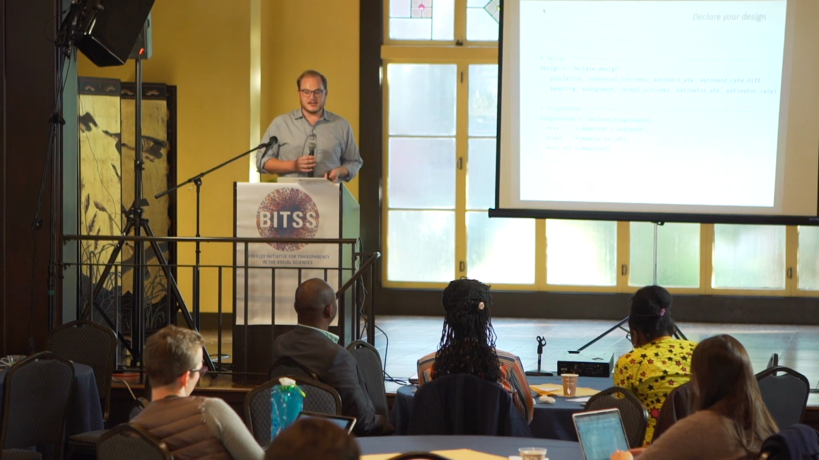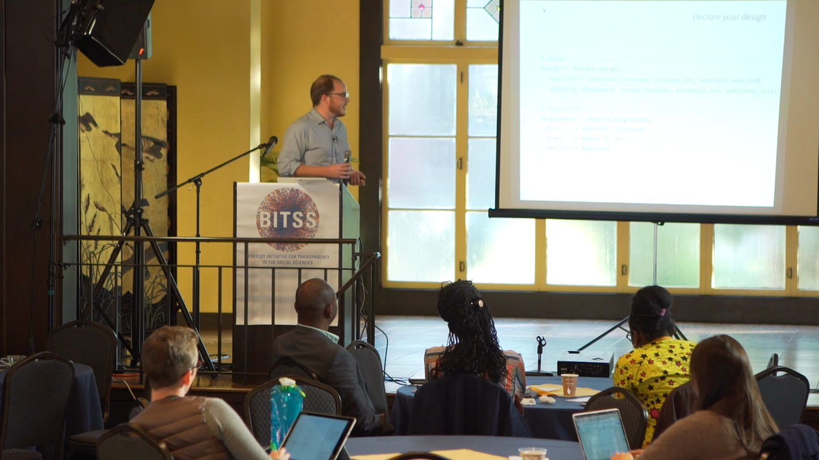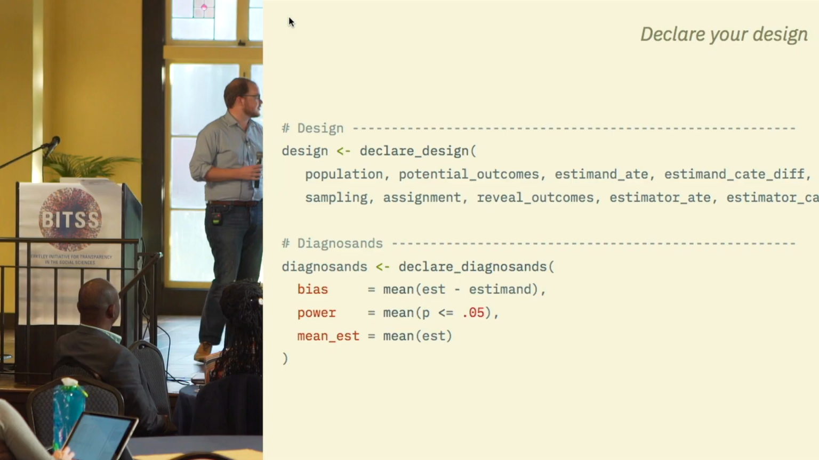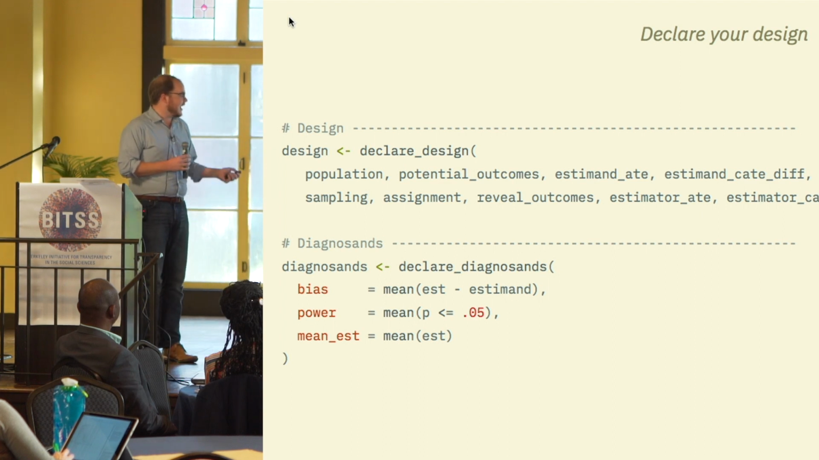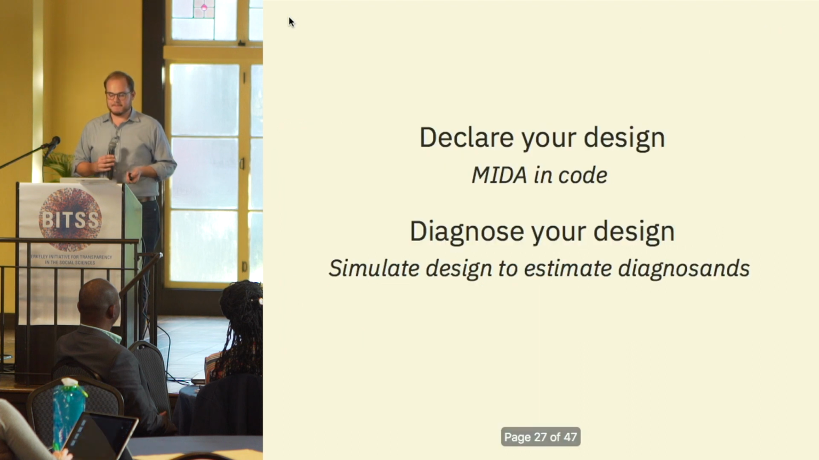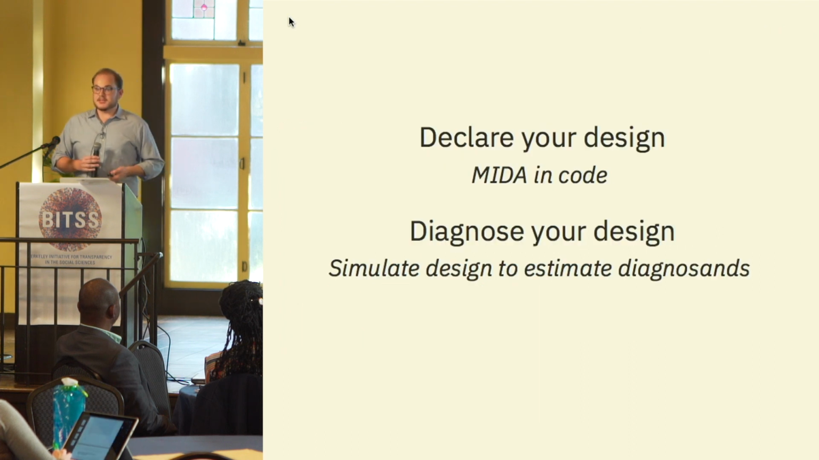The last thing that we need is our diagnosands. So this is the statistical summary of the design. And so we're going to focus on three here. The first is bias, the average difference in the estimate and the estimand, the power, and the mean, just the mean of the estimate, so we can see what it's giving back. So that's the first step, declaring your design, providing us with code for each of the steps of your design and your model of the world.